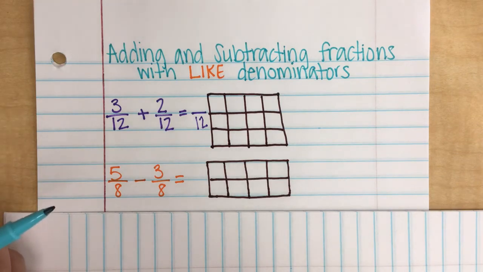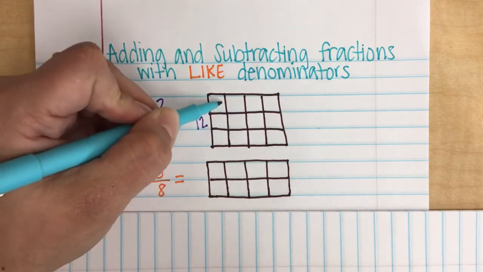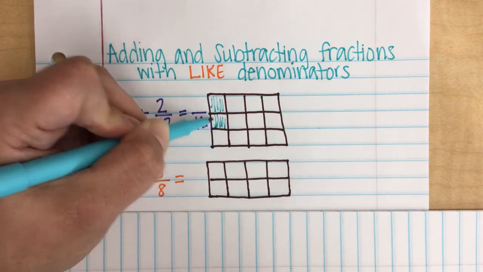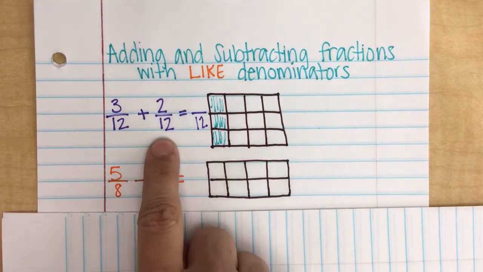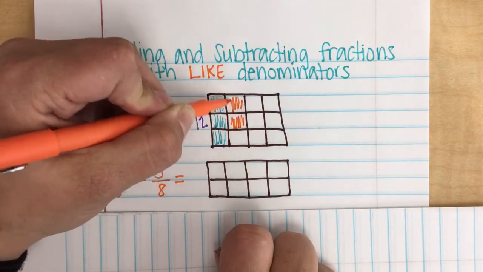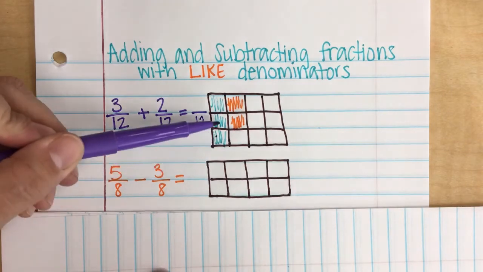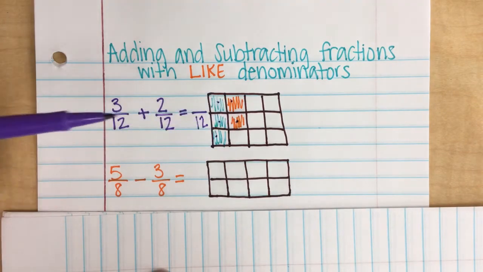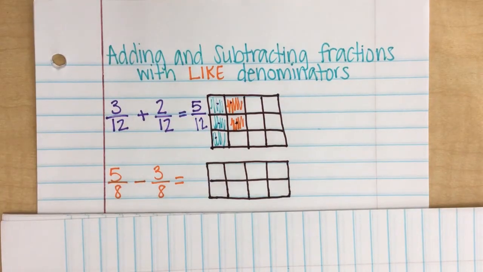So I'm going to take one color and I'm going to shade in 3 of these 12 boxes. So 1, 2, 3. Okay, now I'm going to take a second color and I'm going to shade in my second addend. So I have 3/12. Now I'm going to add 2/12 to that. So when I add 3/12 plus 2/12, I have a total of 1, 2, 3, 4, 5 12ths shaded in. So my sum is 5/12.